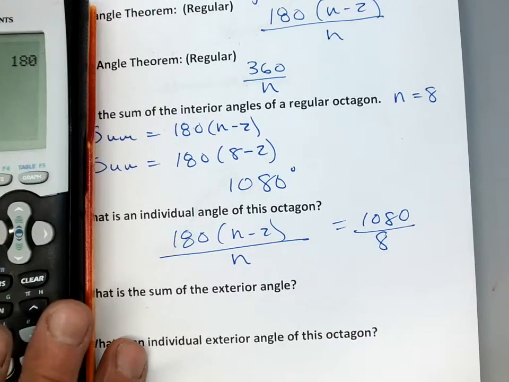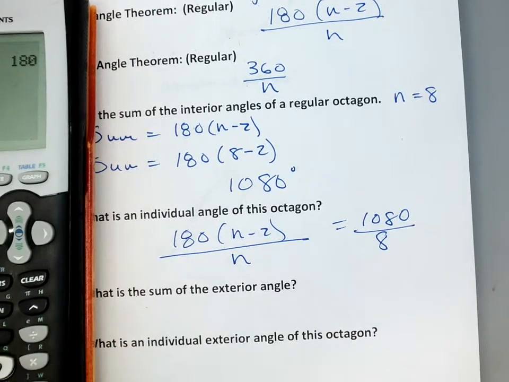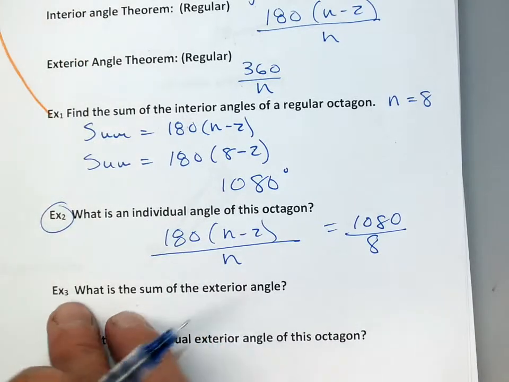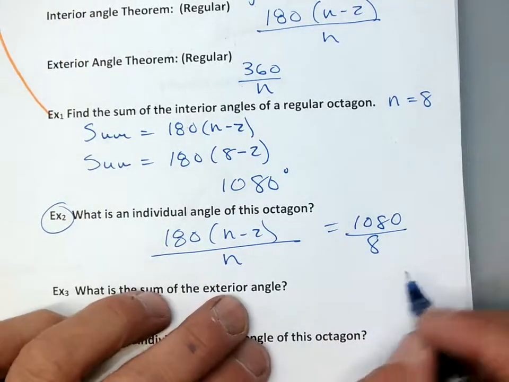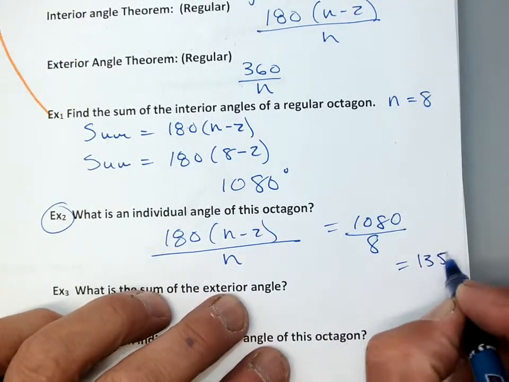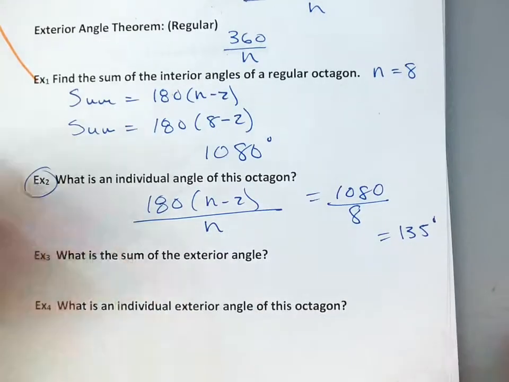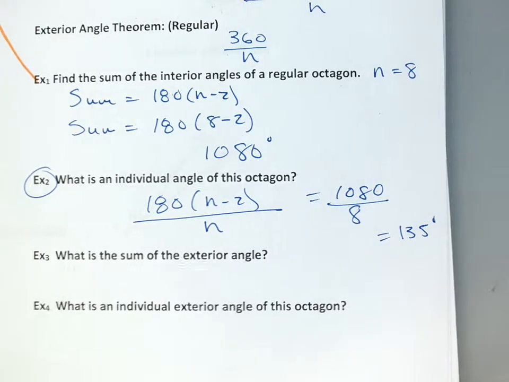1080 divided by 8, I get 135 degrees. So each individual angle is 135 degrees. Thumbs up? Just use the formula. It's an easy formula. I mean, this is like 6th grade math. It really is.